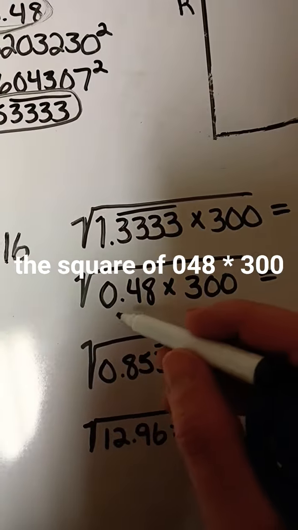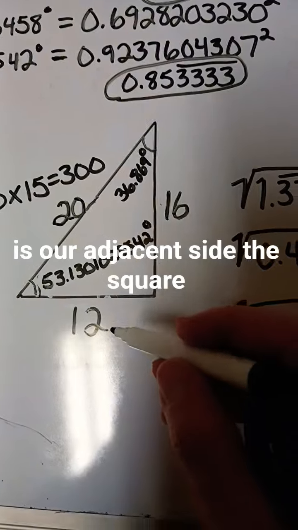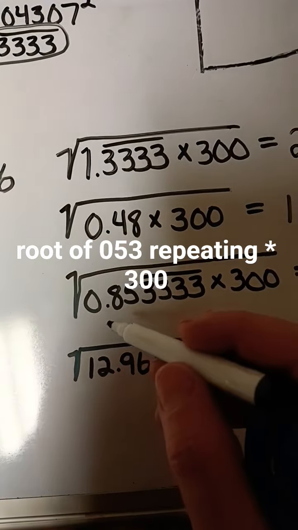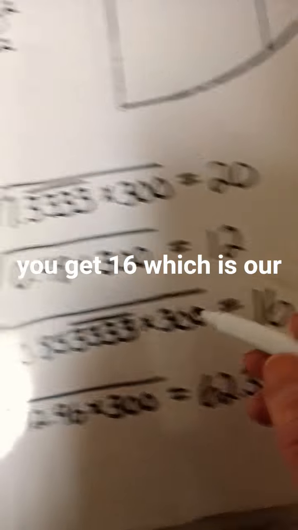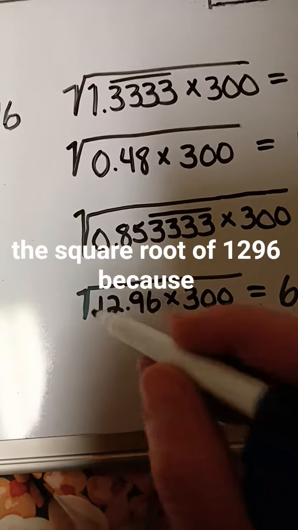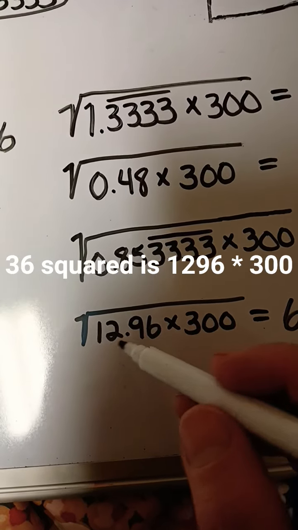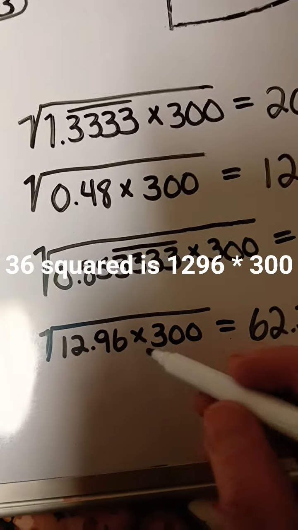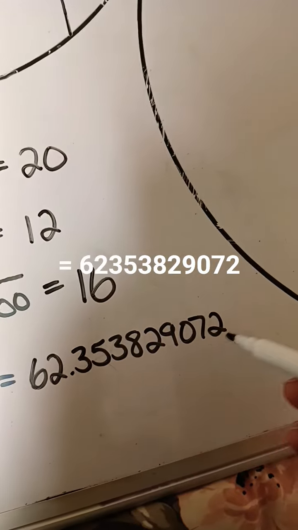Now, the square root of 0.48 times 300, you'll see you get 12, which is our adjacent side. The square root of 0.53 repeating times 300, you get 16, which is our opposite side. And for the circumference, the square root of 12.96, because 3.6 squared is 12.96, times 300 equals 62.353829072.